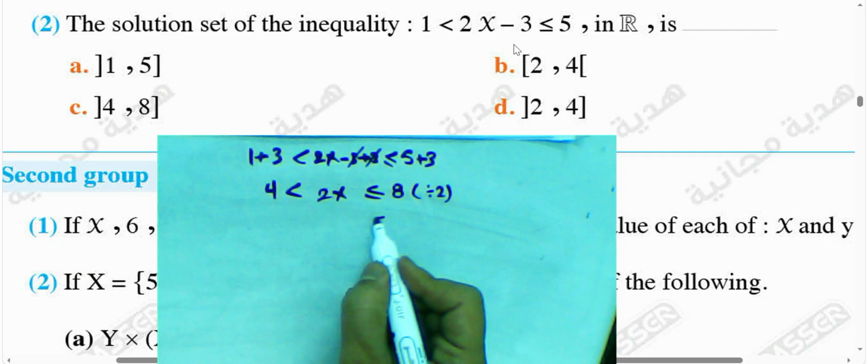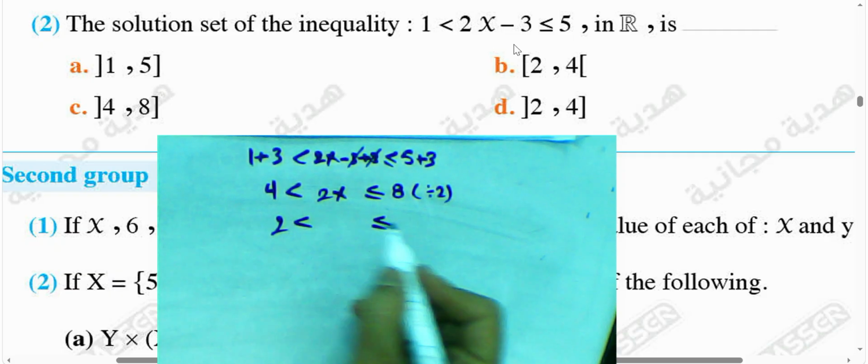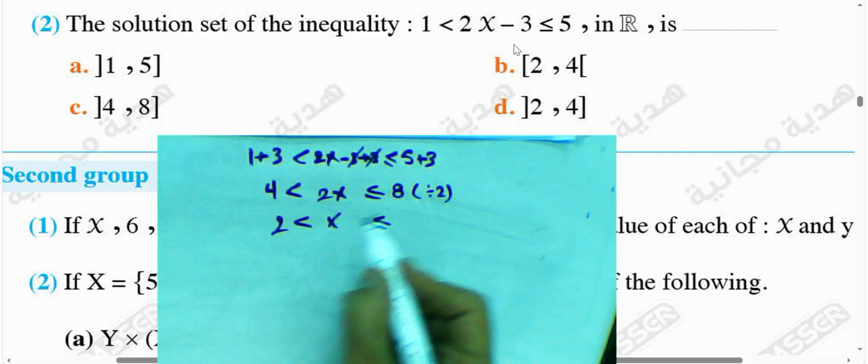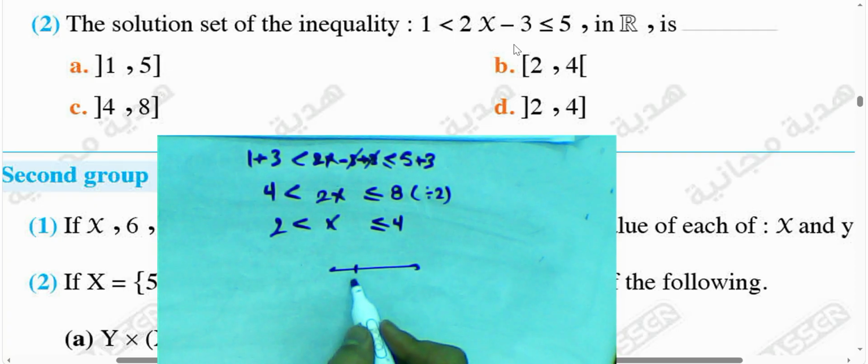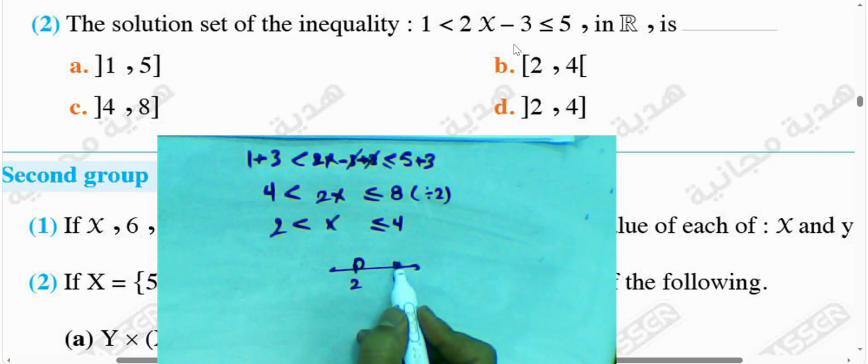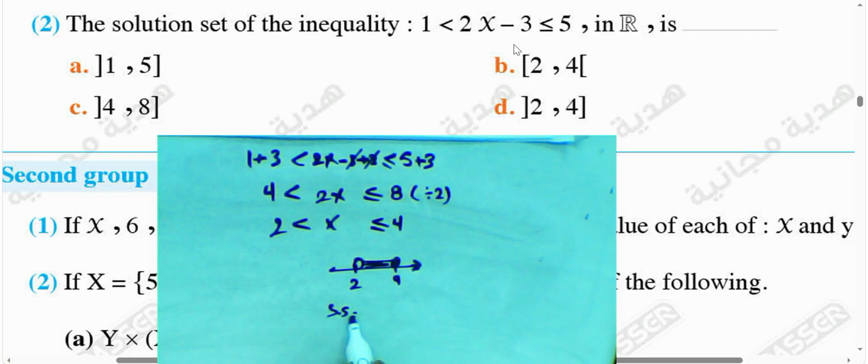And then we can divide by 2. 4 divided by 2 equals 2, 2x divided by 2 equals x, and 8 divided by 2 equals 4. Next step, you can draw a number line here and write 2 open, 4 closed. Then the solution set equals the interval from 2 to 4. Okay, choose letter D.